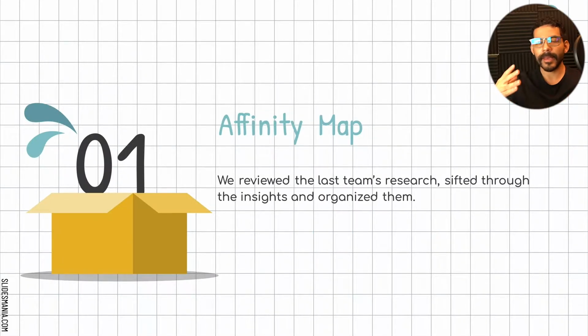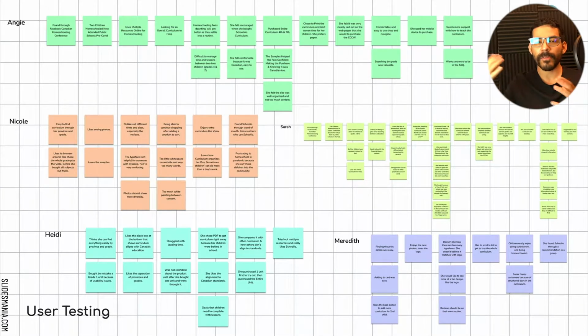So basically, an Affinity map is getting all the information from all the users and getting everything they had to say about their experience in Schoolio, about the product, about what they felt and their problems, and anything that they experienced throughout the process in Schoolio.